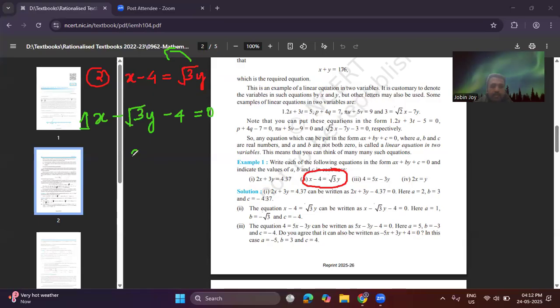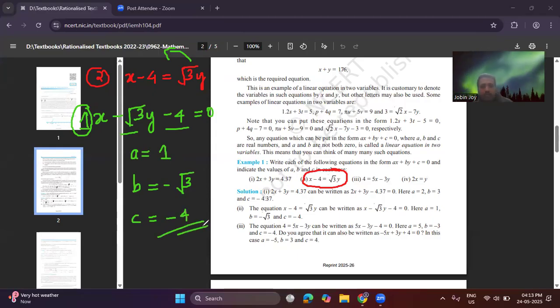Then we can write what is a. A means the coefficient of x. So a equal to 1. B equals coefficient of y. That means minus root 3. And c is equal to the constant term, that is minus 4. So the value of a equal to 1 and b equal to minus root 3 and c is equal to minus 4.